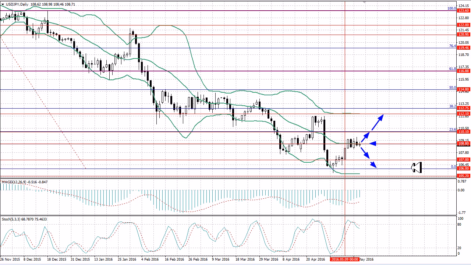Technical indicators give contradicting signals. The MACD histogram is in the negative zone and its volumes are falling. Stochastic lines have left the overbought zone and formed a sell signal. At present, long positions can be opened from the level of 110.10 with the target at 112.10. Short positions can be opened after a price consolidation below the level of 108.80 with targets at 107 and 106.